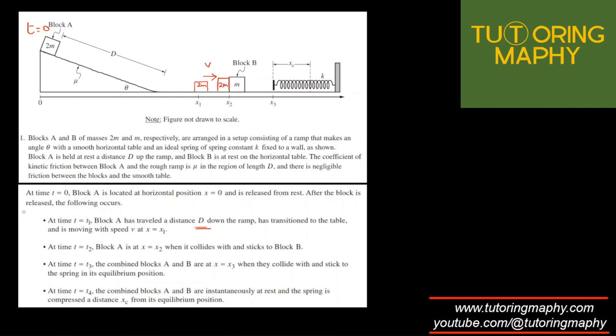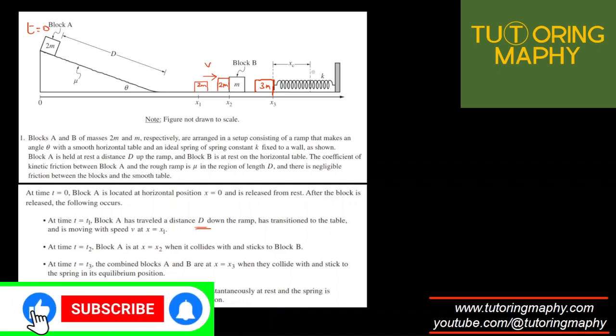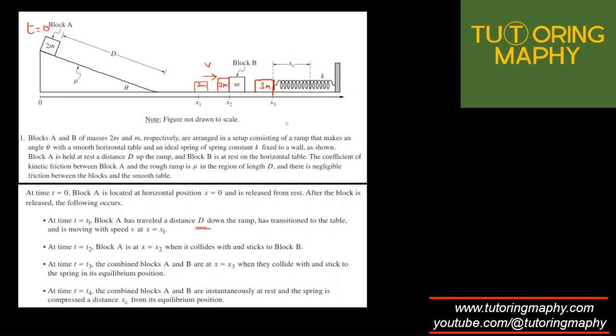At T3, the combined blocks A and B are at x3. So this is where the combined blocks are, so this will be the big box. And if it's combined, then 2m and m will become 3m. They collide with and stick to the spring in its equilibrium position, and at T4, the combined blocks A and B are instantaneously at rest when the spring is compressed a distance of xc from the equilibrium. So this is where the blocks ultimately come to instantaneous rest while the spring has been compressed by xc. Okay, this is the scenario.